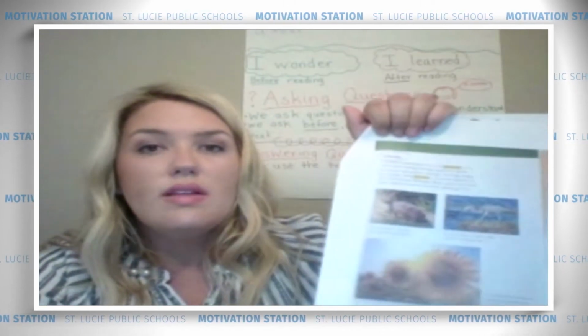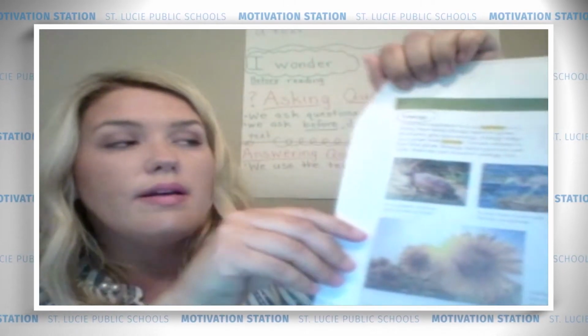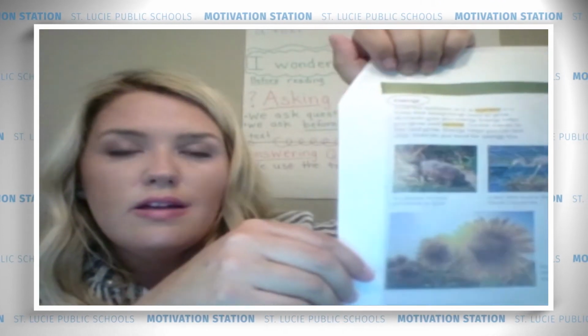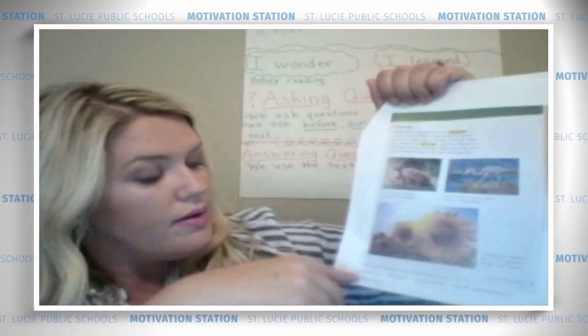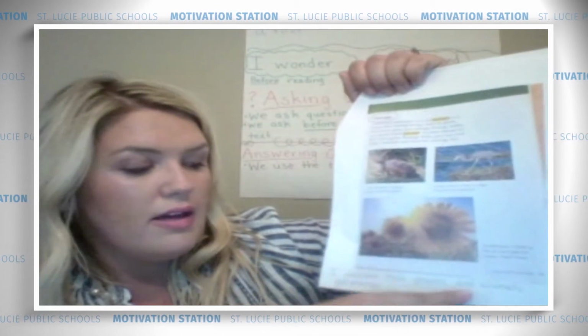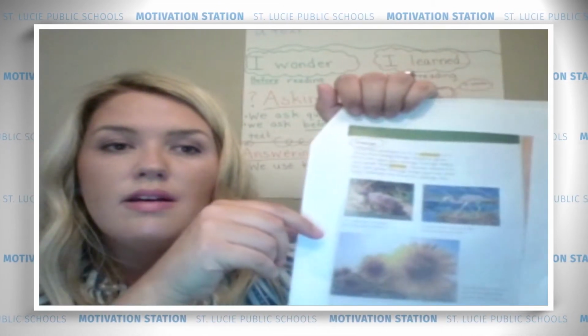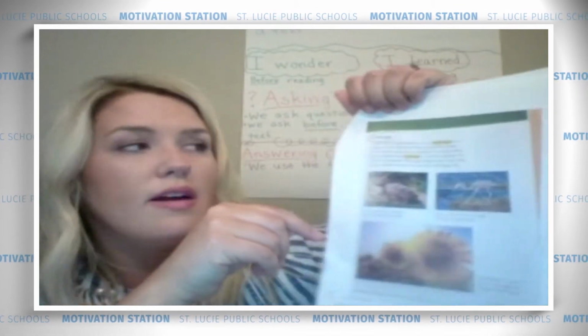Okay, boys and girls, so let's look at the next page of the story. The next page of the text is energy. So let's think about a wondering that we might have. I wonder how plants and animals get energy. I wonder. Let's see if our wondering gets answered.